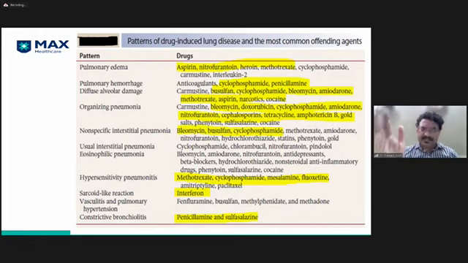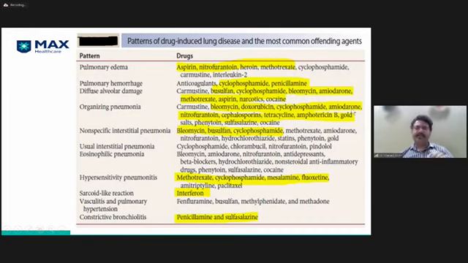So the list is exhaustive. The most important thing is that all chest specialists, pulmonary medicine specialists, should know that any drug can be pneumotoxic, and it's very, very important to cross-check on pneumotox.com, where even if one drug has caused one side effect in the lung, it is reported. They also have a mobile app for pneumotox.com, and you can check for any lung-related toxicity of any drug.